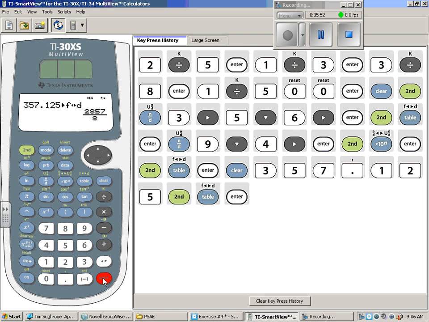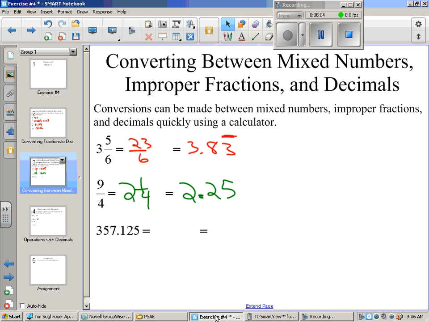2857 over 8. We can convert it to a mixed number with two buttons. Second to a mixed number. 357 and 1/8. So we'll go back and fill that in. This is going to be 2857 over 8, which is the same thing as 357 and 1/8.